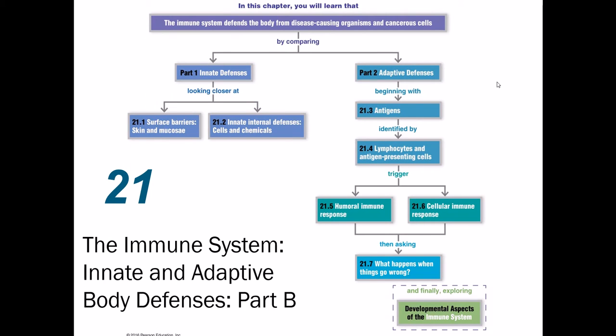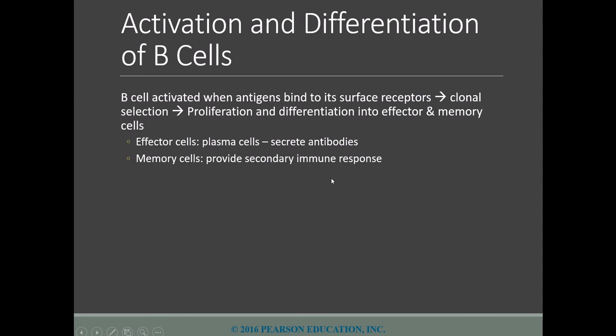Welcome students to Chapter 21, Part B, where we're going to look more specifically at the humoral and cellular responses of your immune system. So looking a little bit more at that adaptive immune system. We're going to look at the humoral responses first and then look at the cellular immunity with the T cells. So let's look at the B cells first.